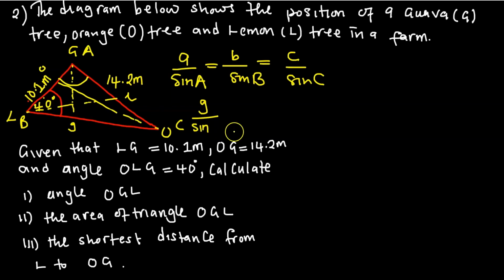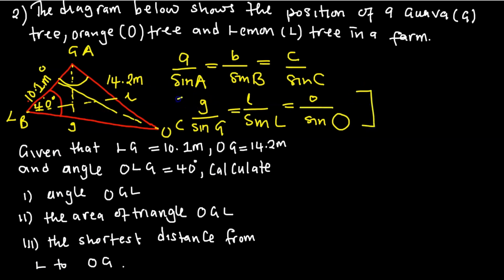Then sine the big G equal to, where there's B, let me go for L. So I'll say small letter L over sine L, then equal to my C, which is O. So small letter O over sine O. So I've just written the formula, fitting in the letters given. This is how it comes out.